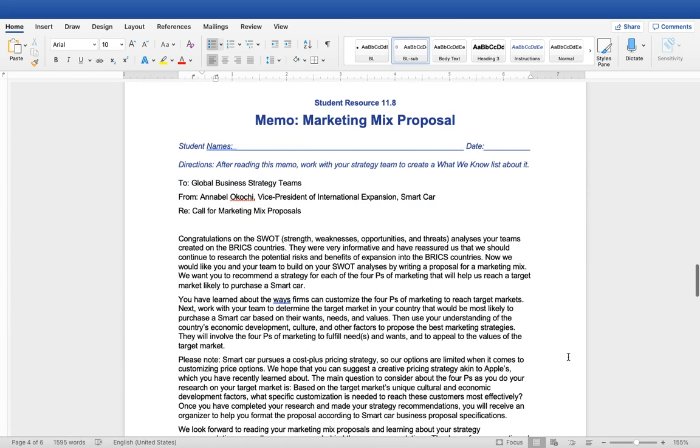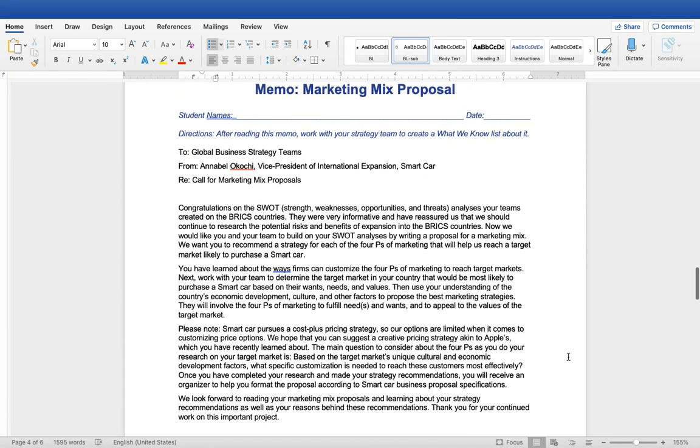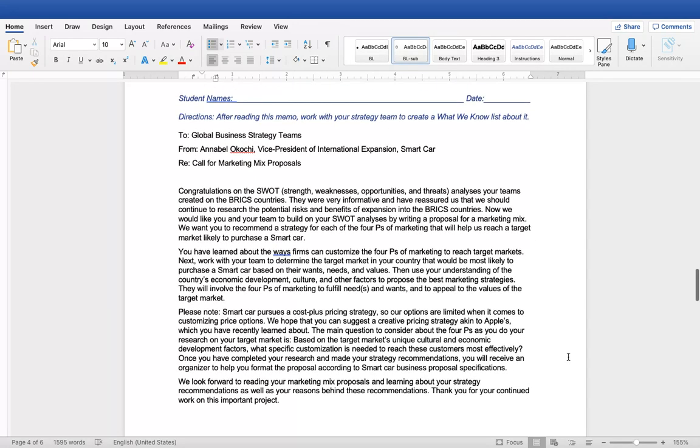Then the next one is the memo, the marketing mix proposal memo. So now this introduces you to your next capstone activity, which is to create the marketing mix proposal.